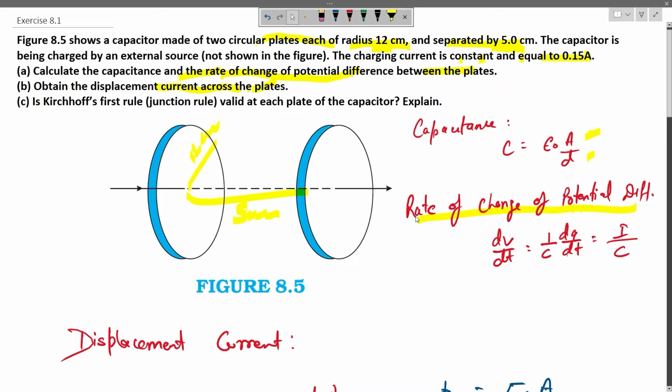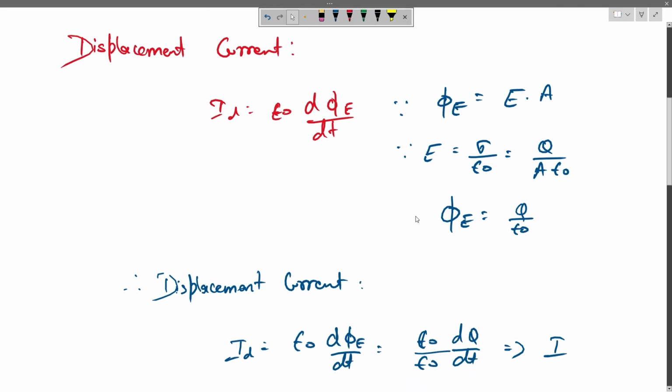Now let's find out the expression for displacement current. Now we know that displacement current is defined as epsilon naught d phi E by dt, or the rate of change of flux, and flux is defined as E dot A, the dot product of electric field and the area vector. Now E is defined as sigma by epsilon naught, where sigma is the charge density of the plate, so we can write it as Q by A. Now if we find out flux, then A will get cancelled out. Now flux would be Q by epsilon naught.